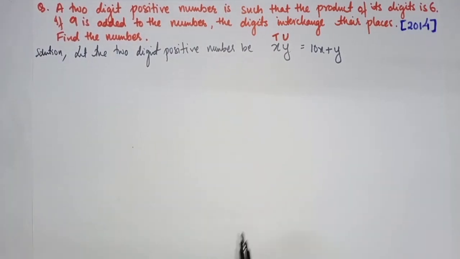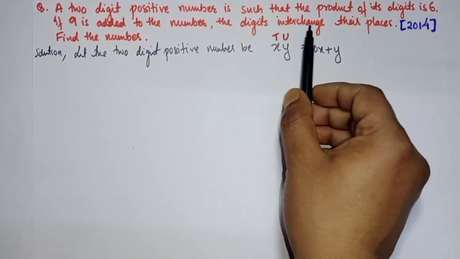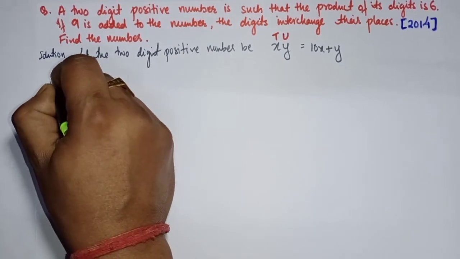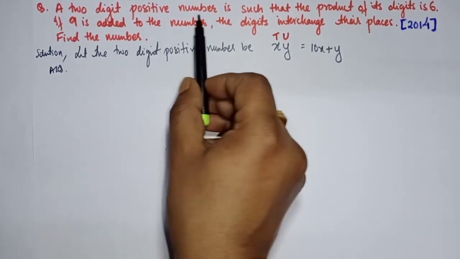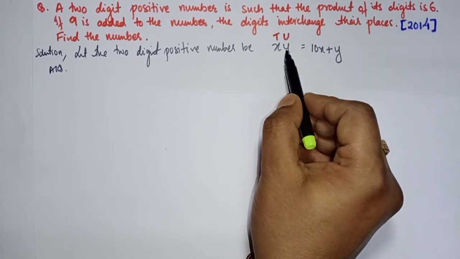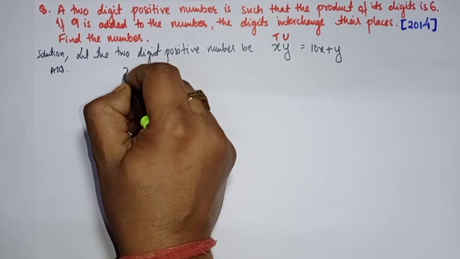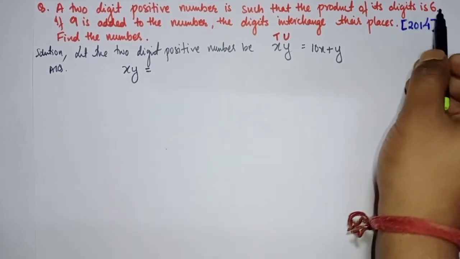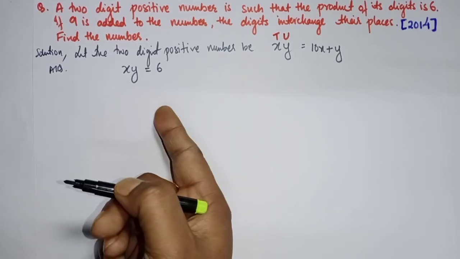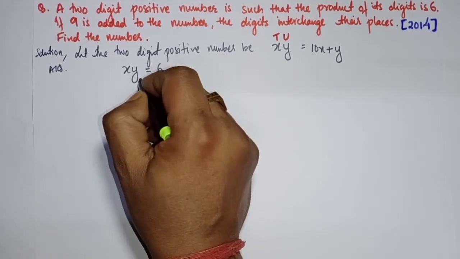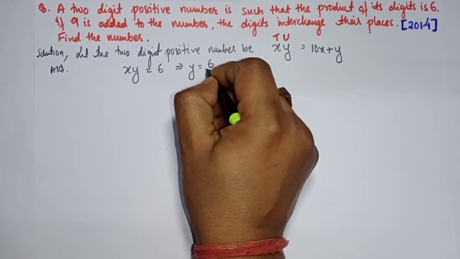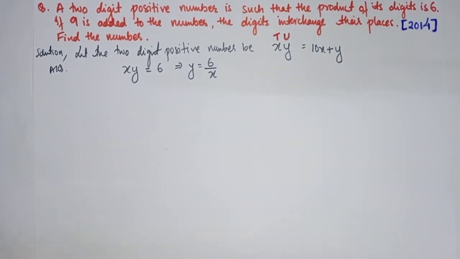Now, as given in the question, the digits interchange their places. Let's start with the first condition. The product of their digits, product means multiply, so x into y equals 6. Now we'll form the quadratic equation in x. So y equals 6 upon x, and the x will go down.